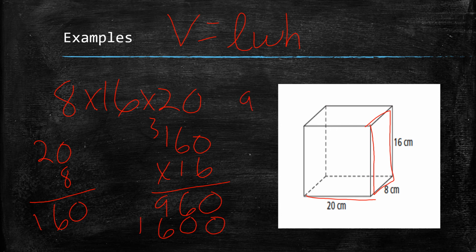So now my problem is 960 plus 1,600. 6, 15. Final answer is 2,560 centimeters cubed.